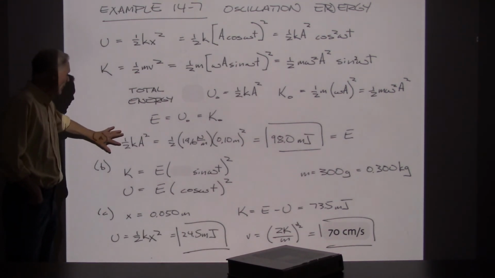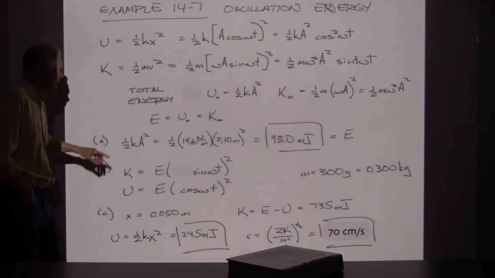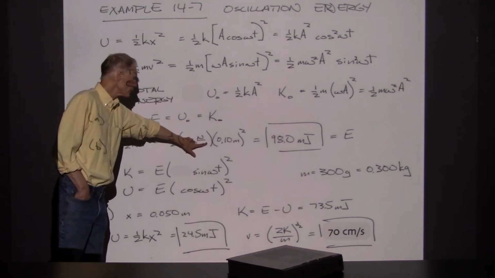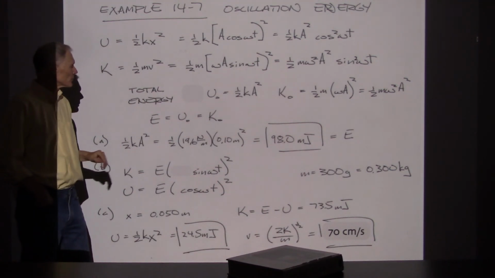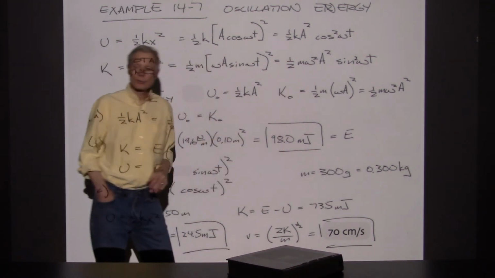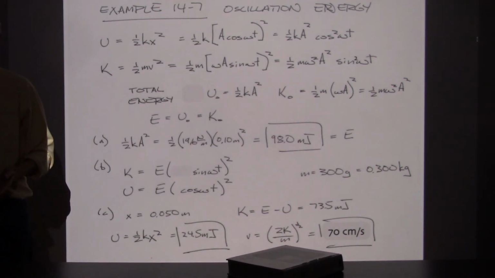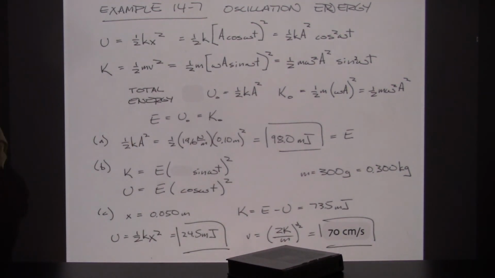The total energy of oscillation is 1/2 ka squared. I put everything in standard units, multiplied them out, and found out that the energy of oscillation is 98 millijoules. 98 millijoules. So it's about 1/10 of a joule. That's not very impressive. That's not an enormous amount of energy.